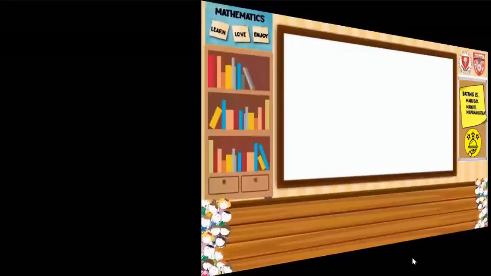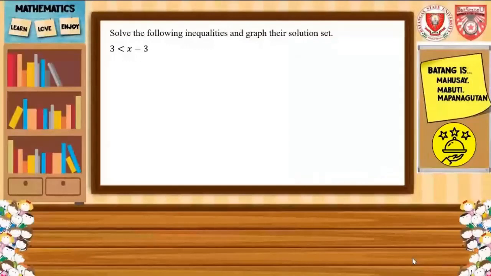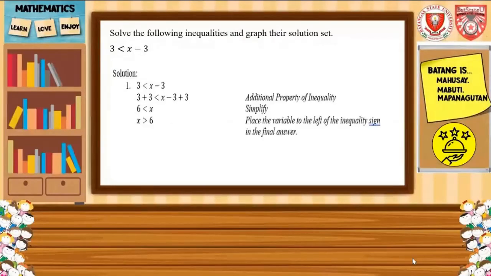Now let us have an example. Solve the following inequalities and graph their solution set. So we have 3 is less than x minus 3. Here is the solution by the use of the addition property of inequality and simplify. So by the addition property of inequality, we have 3 plus 3 is less than x minus 3 plus 3. So we have 6 is less than x. Therefore, we have x is greater than 6.